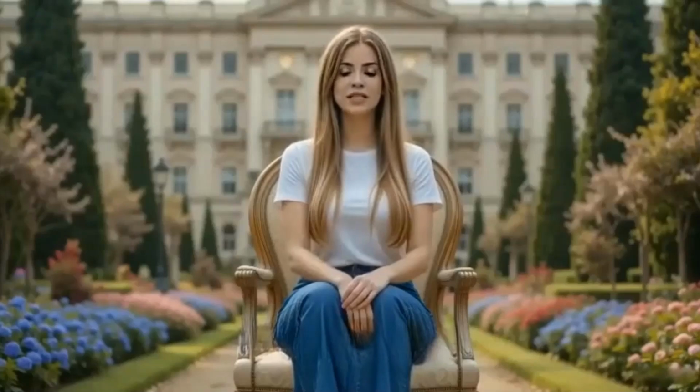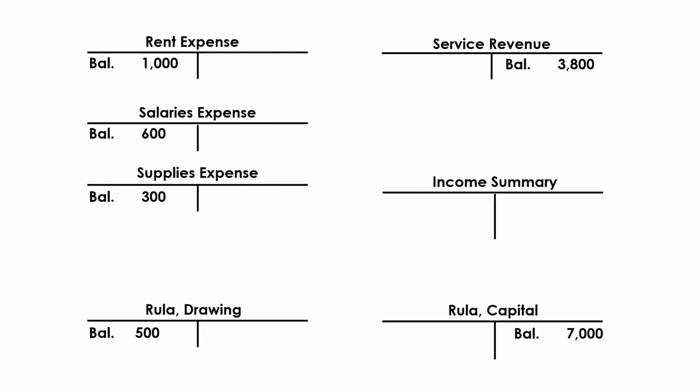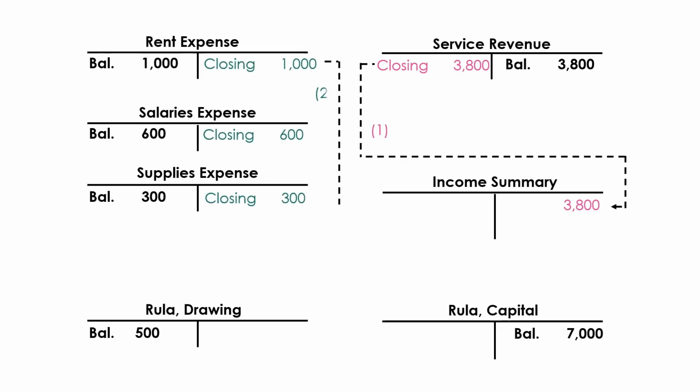We will walk through each step together to clearly see how revenues, expenses, and drawings flow into the owner's capital. Let's take a moment to review the entire closing process using the following steps. We started by closing the service revenue account and transferring 3,800 Jordanian dinars to the income summary. Next, we closed all expense accounts: rent expense, salaries expense, and supplies expense, resulting in a total of 1,900 Jordanian dinars moved to the income summary.